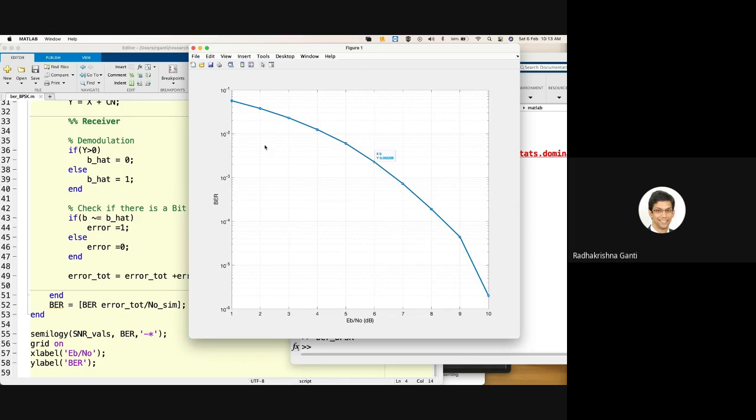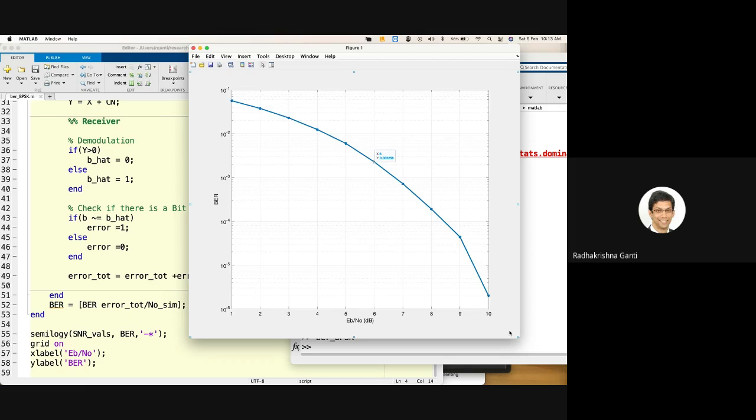This is called the bit error rate curve. It's called a waterfall curve. You see, it's falling like a waterfall. This is one of the most important metrics in a digital communication system. Finally, this tells you if your communication is reliable. Here I have not added any LDPC code or anything. This is just plain vanilla constellation transmission over an AWGN channel, receiving it, decoding it, finding the bit error rate.